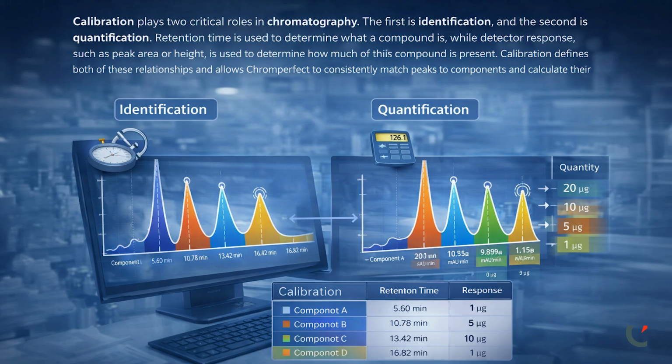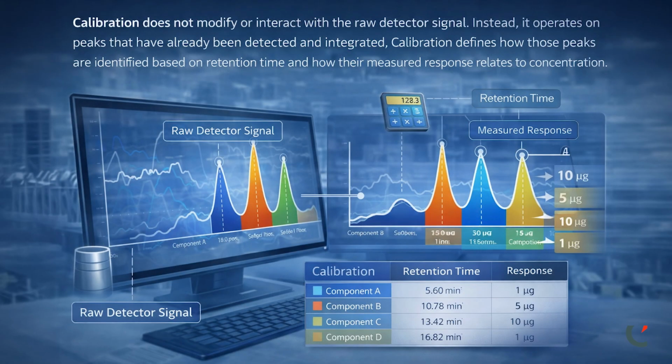Retention time is used to determine what a compound is, while detector response, such as peak area or height, is used to determine how much of that compound is present. Calibration defines both of these relationships and allows Chromperfect to consistently match peaks to components and calculate their concentrations. Calibration does not modify or interact with the raw detector signal. Instead, it operates on peaks that have already been detected and integrated. Calibration defines how those peaks are identified based on retention time and how their measured response relates to concentration.